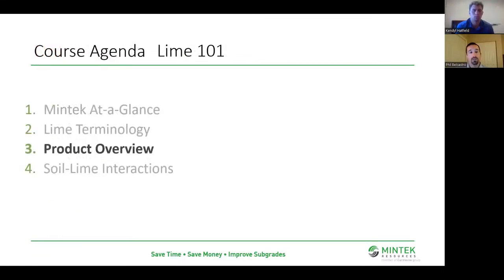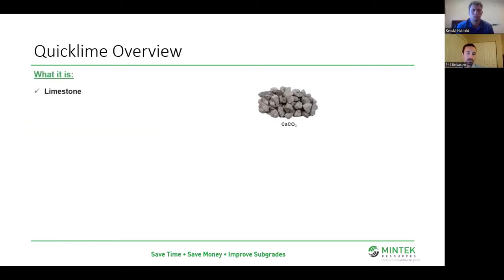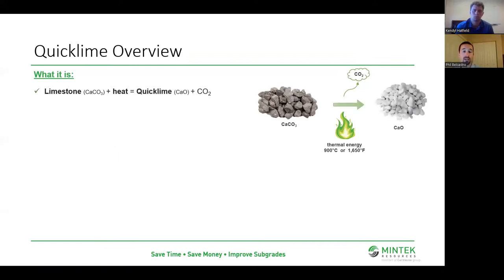So getting right through it to our product overview. We take our limestone, we cook it in our kilns at a high temperature for a really long time. We're going to force off that CO2 and we're going to be left with the reactive oxide portion.